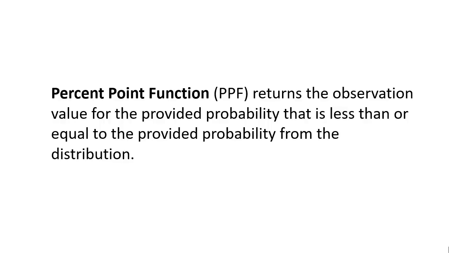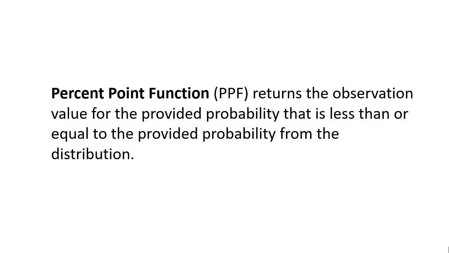Hello and welcome back. In order to calculate a critical value, you require a function that, given a significance, will return an observation value from the distribution. Specifically, you require the inverse of the cumulative density function, where given a probability, you are given the observation value that is less or equal to the probability. This is called the percent point function, or more generally, the quantile function.